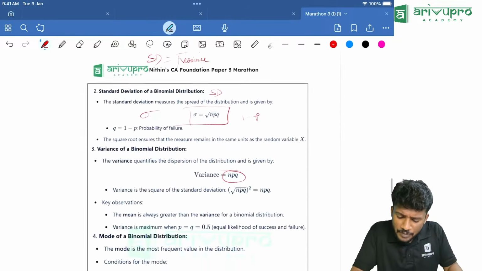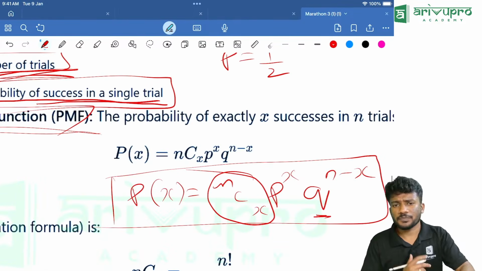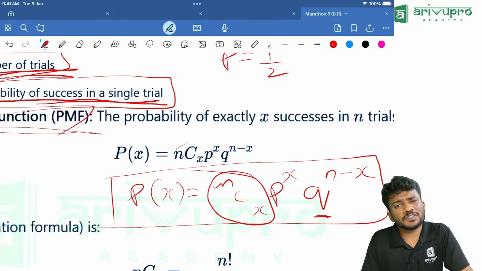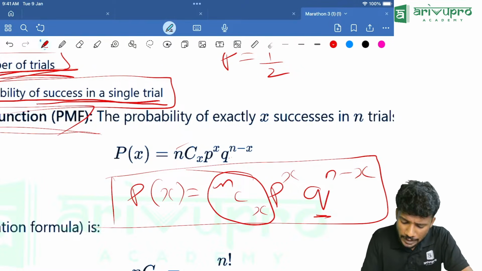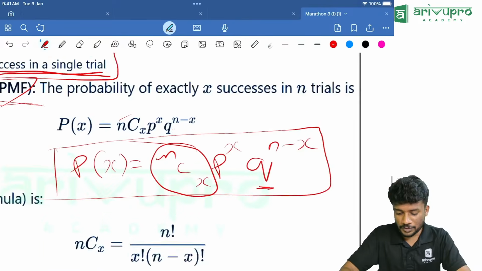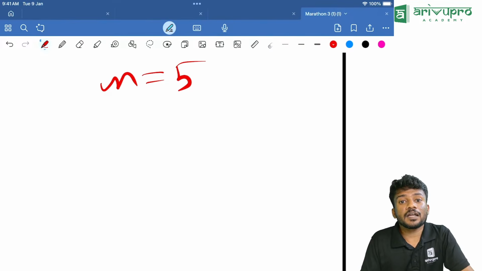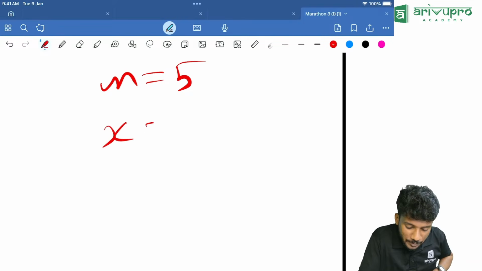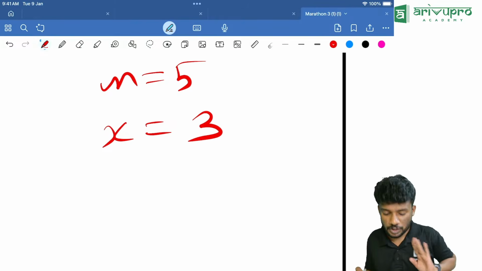Before that, I will go back again to our formula. Here n is the number of trials. p is the probability of success in a single trial. q is the probability of failure in a single trial. And you know that x is the number of successes. For example, in the question they say a coin is tossed 5 times and they ask the probability of getting 3 heads. X will be how much then? 3 successes are there, so x is 3. That is the method.